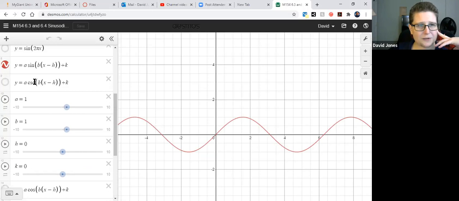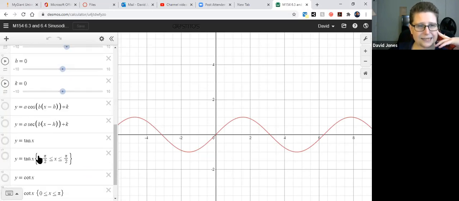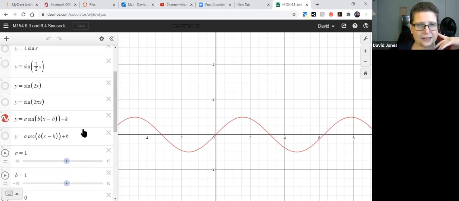We're going to do some cosecant, secant, tangent, cotangent in 6.5 and 6.6. That's why that's all in here. So let's go back to our work, our notes.